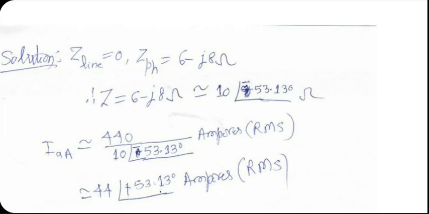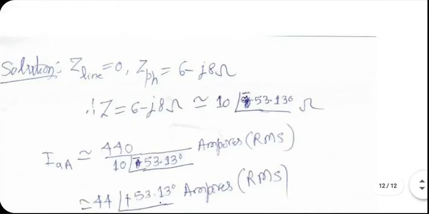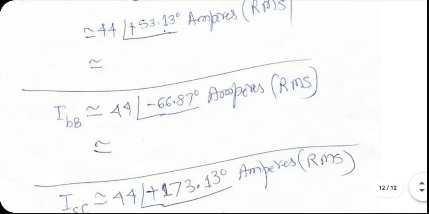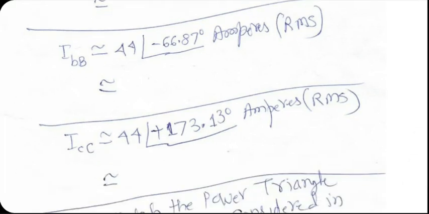440 volt divided by Z, which is given here. IAA is known then, and it turns out to be almost 44 amperes with 53.13 degree angle. This is the RMS value. Peak value will be this multiplied by square root of 2. Same thing about IBB. I've not done the calculation here completely, but I've given you the polar form at least. You can do the rest. And same thing about ICC. Get the rectangular form also from these.